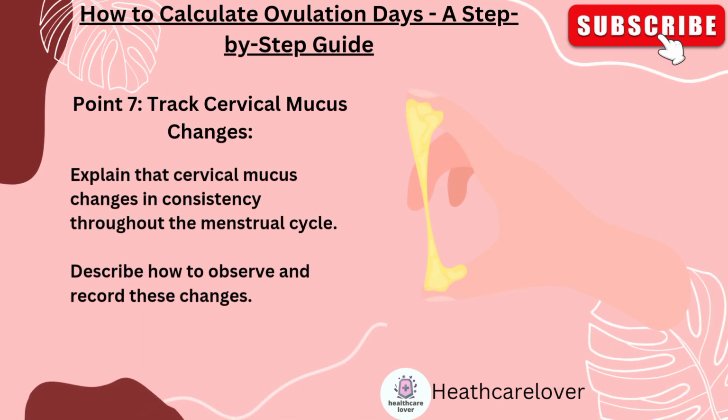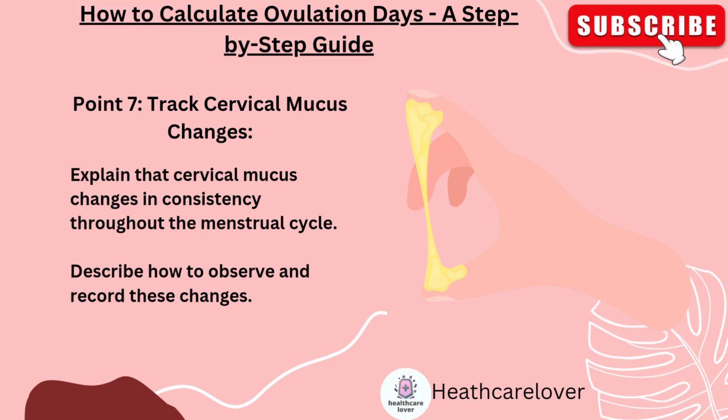Point 7. Track cervical mucus changes. Explain that cervical mucus changes in consistency throughout the menstrual cycle. Describe how to observe and record these changes.